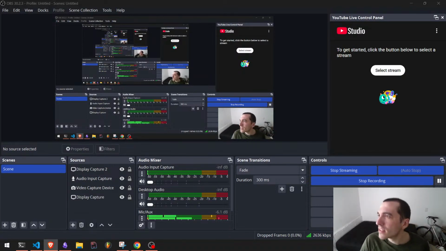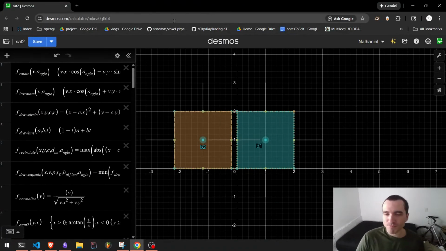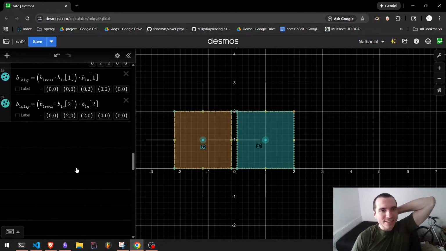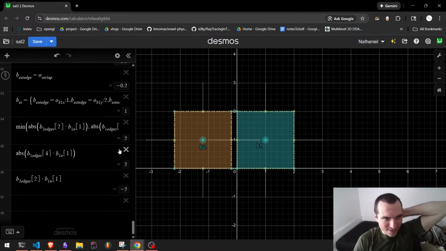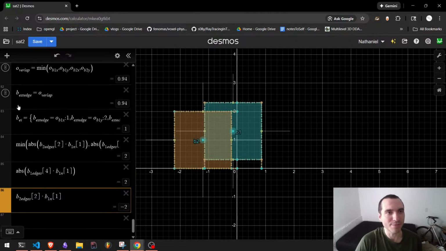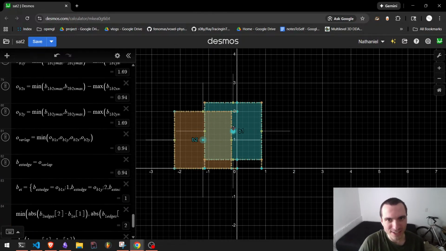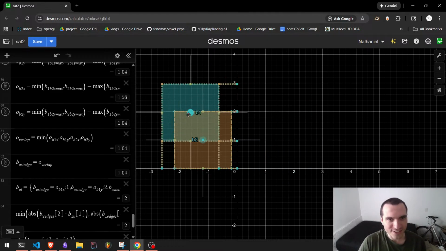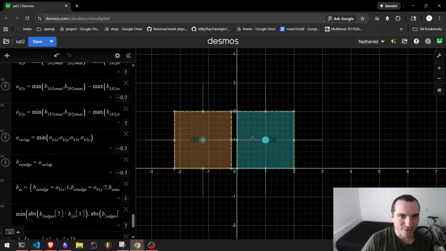Where's the Desmos thing that I was looking at? Yeah, right here. Okay. So we left off yesterday. We got the whole SAT working, the separating axis theorem working, where we were determining overlap, like the best edge or the overlaps right here. When they're not intersecting, there's negative overlap. When they are intersecting, there's positive overlap.